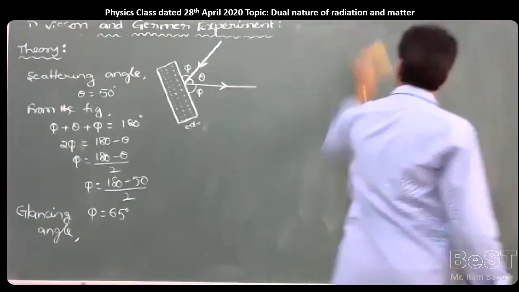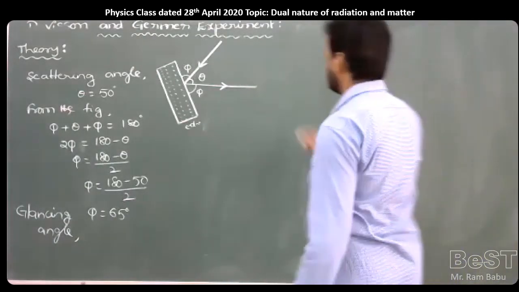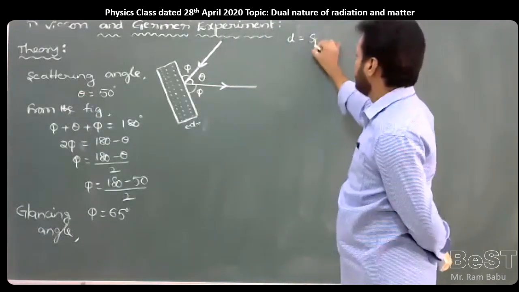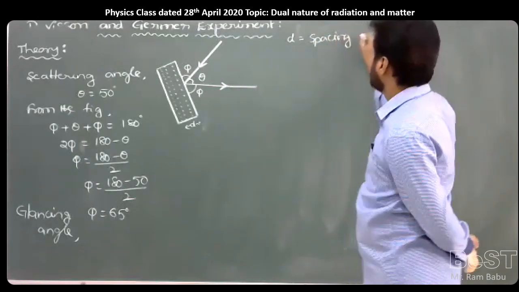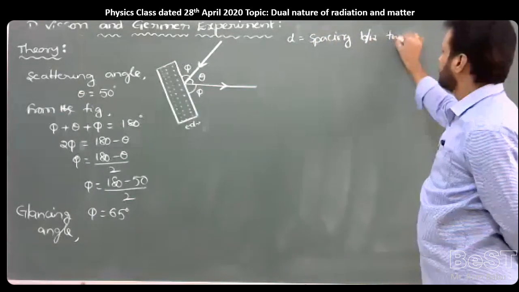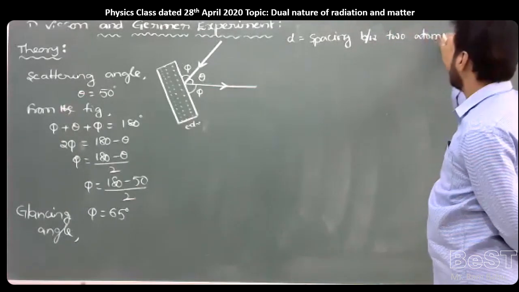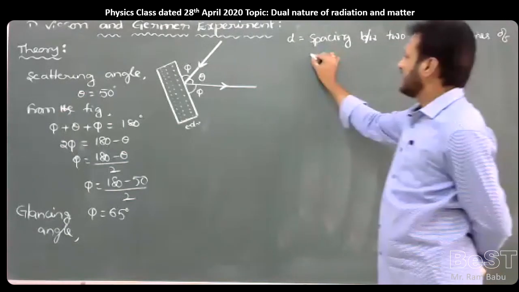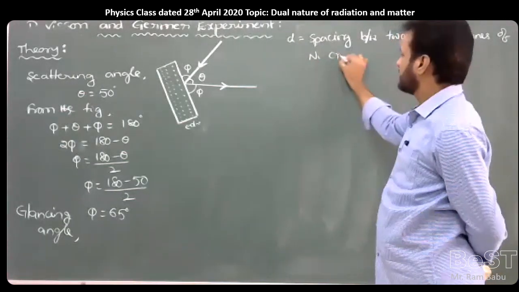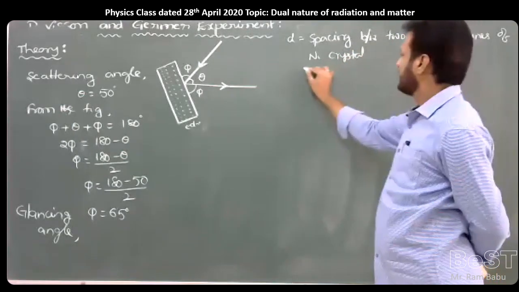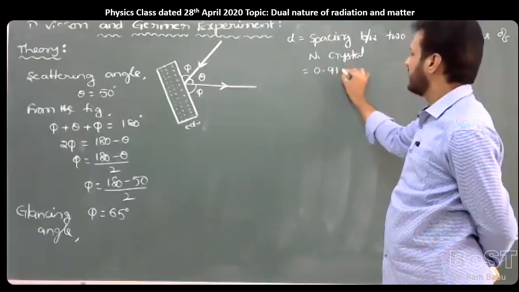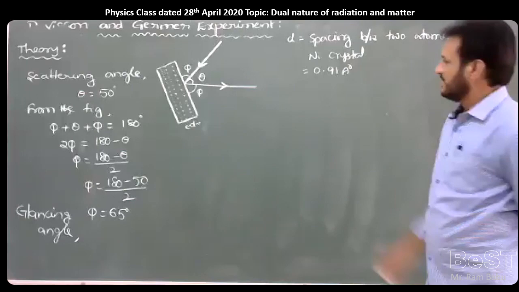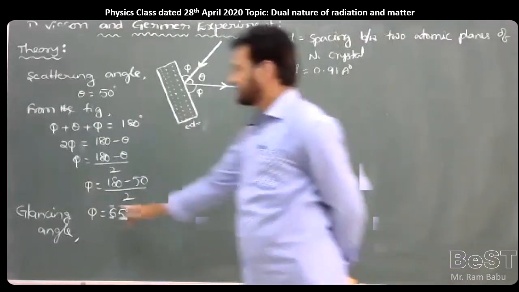And next, small d is equal to the spacing between two atomic planes of the nickel crystal. It is an experimentally calculated value, which is equal to 0.91 angstrom unit. The value of d is equal to 0.91, and we know phi is equal to 65 degrees.